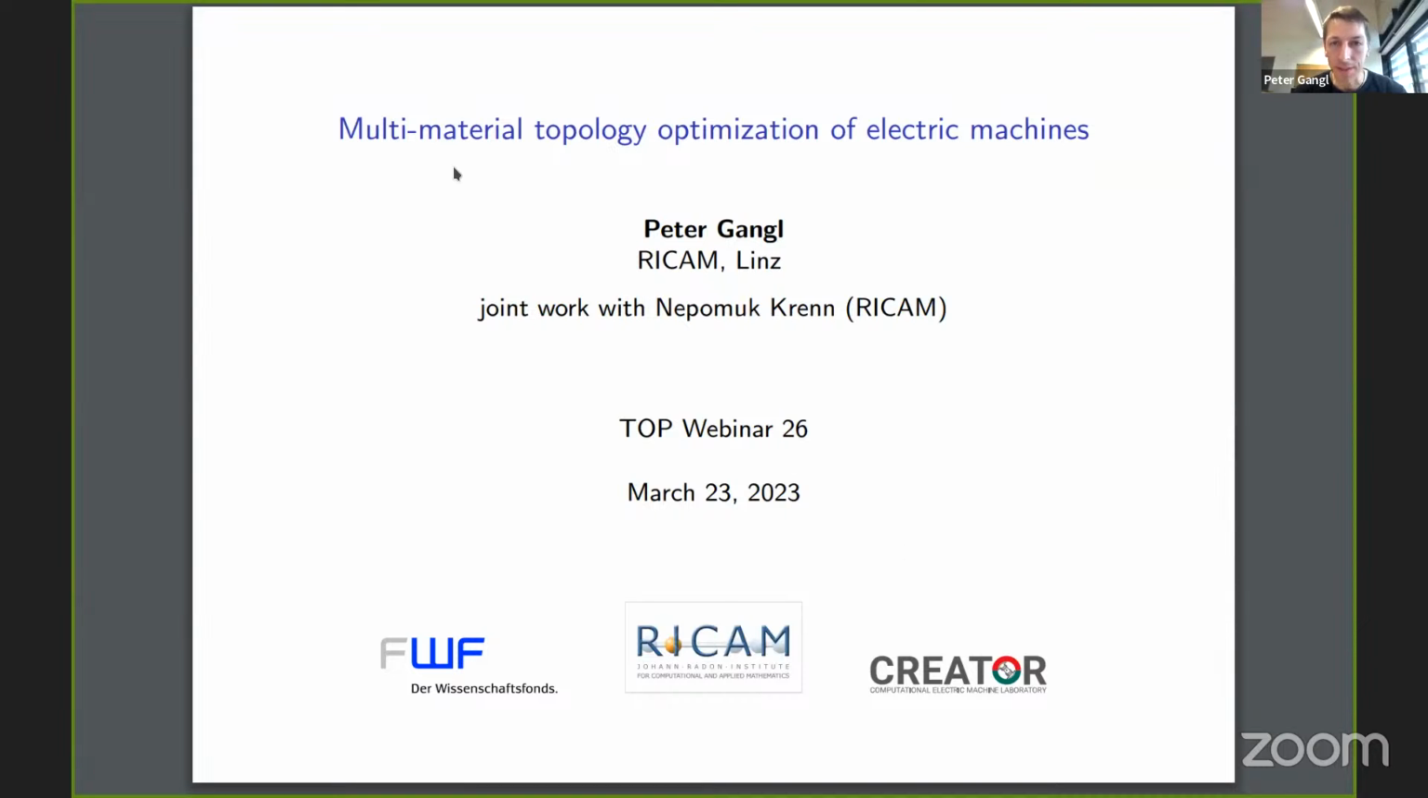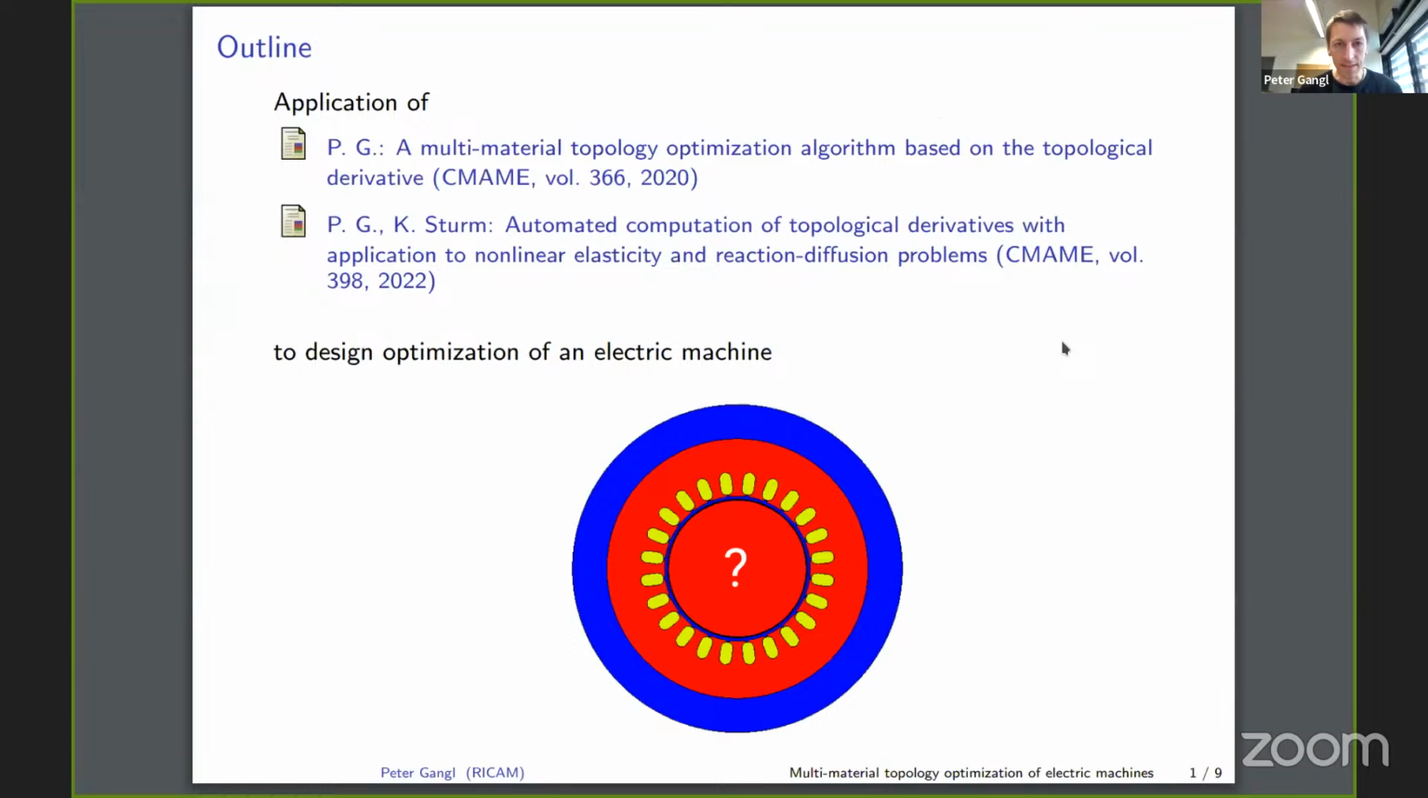So this work is about multi-material topology optimization of electric machines, also based on topological derivatives. So there will be some connections to the previous talk. I want to point out that this is joint work with my PhD student Neofytou, and is funded by the Austrian Science Fund. Basically, the talk today will be an application of the two methods in the two papers that I wrote in the abstract to the design optimization of an electric machine.